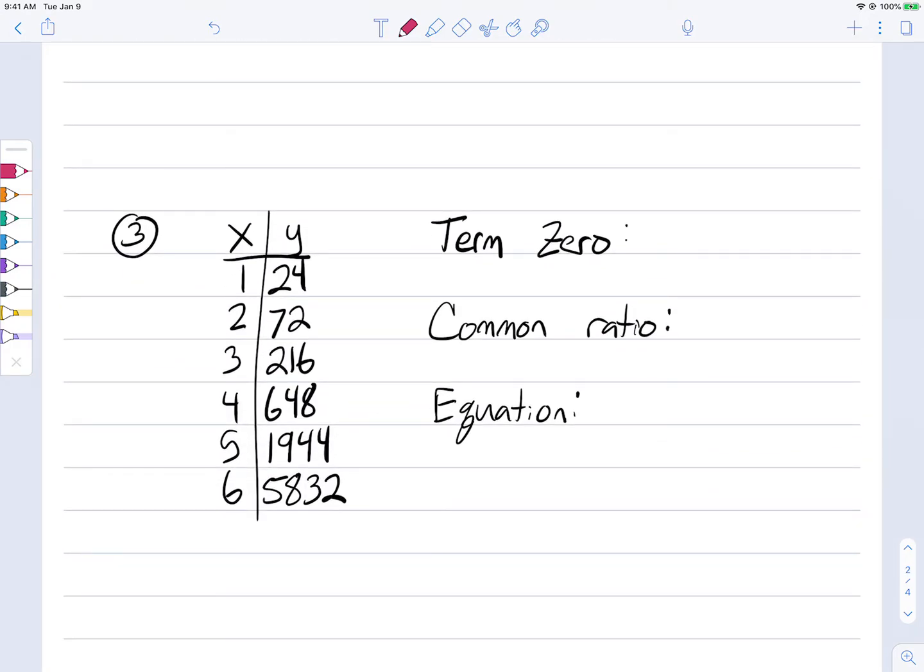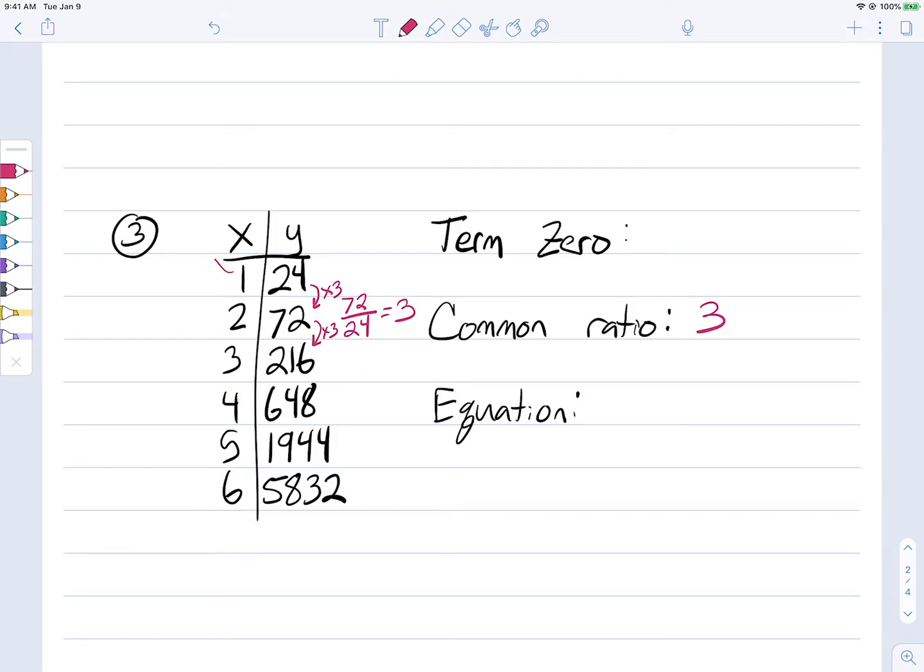Okay, so a problem like this. We don't have the 0 term on this table of values, but we can find it. So let's first find the common ratio. I'm not sure completely what 24 times something equals 72, so let's go the other way around. What is the ratio of 72 divided by the previous term? 72 divided by 24 is 3, which means that our common ratio is 3. So to build this table, you're constantly multiplying by 3.